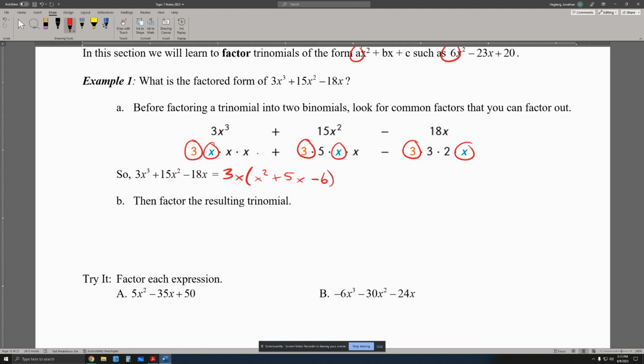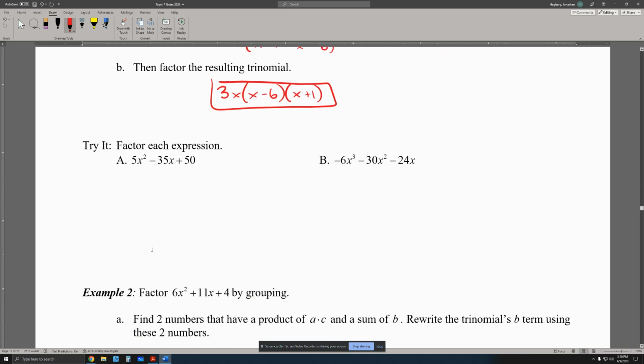Once we factor that remaining trinomial, so x squared plus 5x minus 6, I notice that can be factored further. We're looking for factors of negative 6, c, that add to positive 5, b. So those two factors are negative 6 and positive 1. So we have 3x times the quantity x minus 6 and x plus 1. Okay.